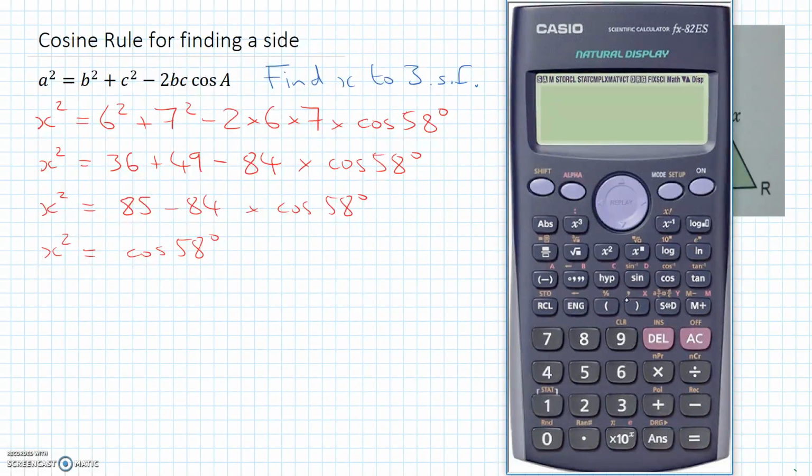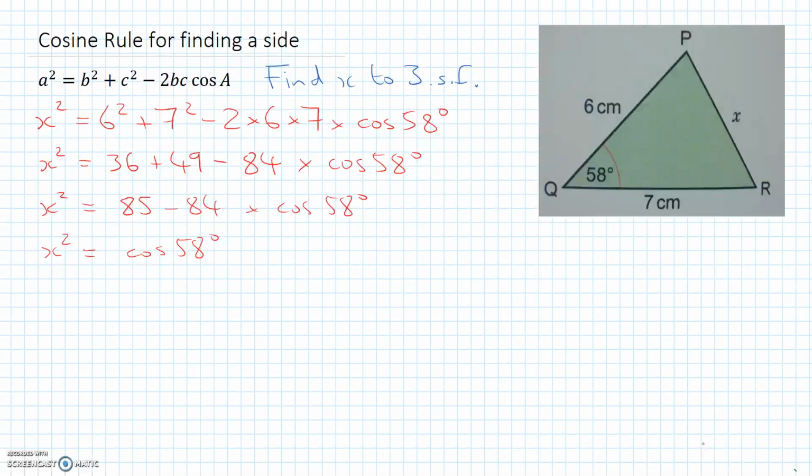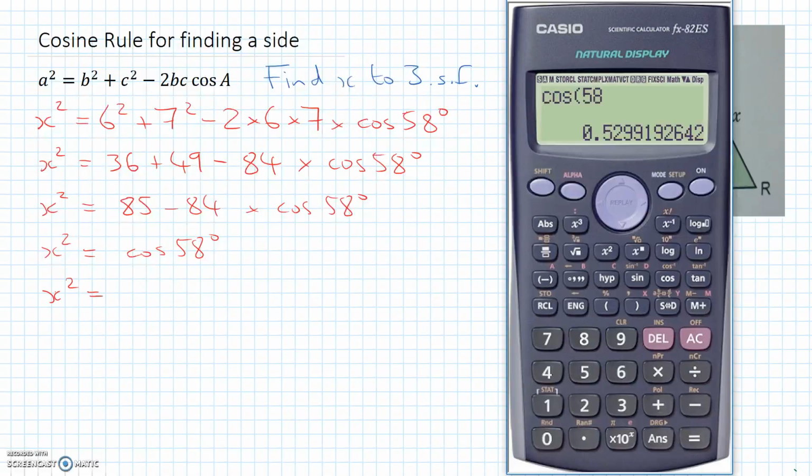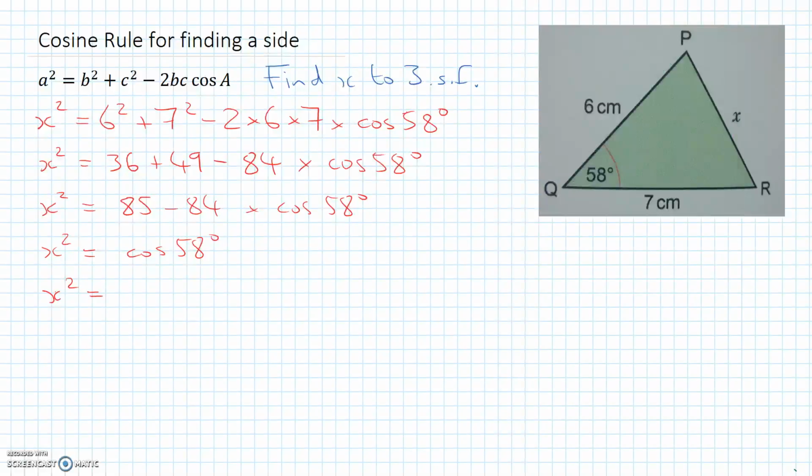So we need the cosine of 58 degrees. And we get that x squared is equal to 0.53, but let's not round too much for now because we need 3 significant figures at the end. So let's put 0.5299. Okay, we'll hold that value in the calculator.